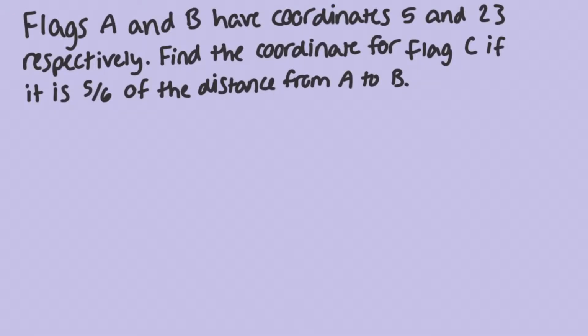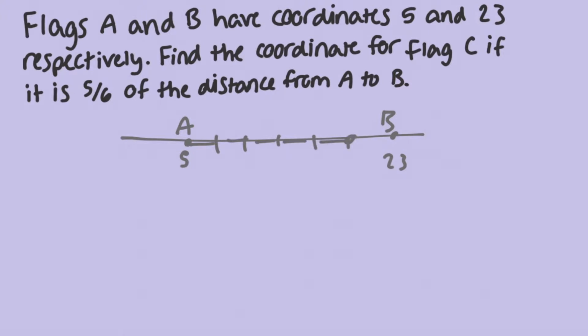We're going to look at dividing a segment proportionally. Flags A and B have coordinates of 5 and 23 respectively. Find the coordinates for flag C if it's 5/6 of the distance from A to B. So if we break this up into 6 parts, it's 5 of those parts along. That's where C is going to be, and we need to figure out where is that.